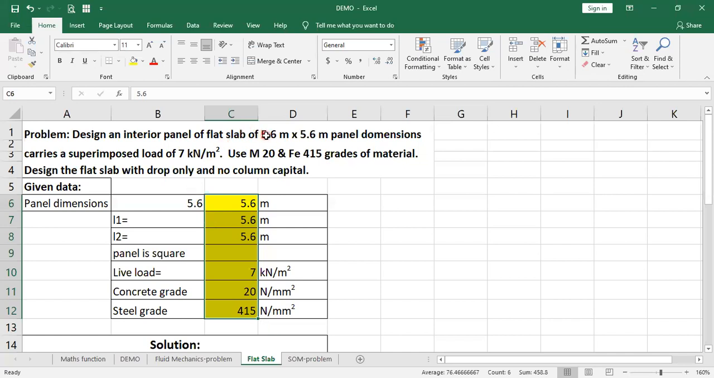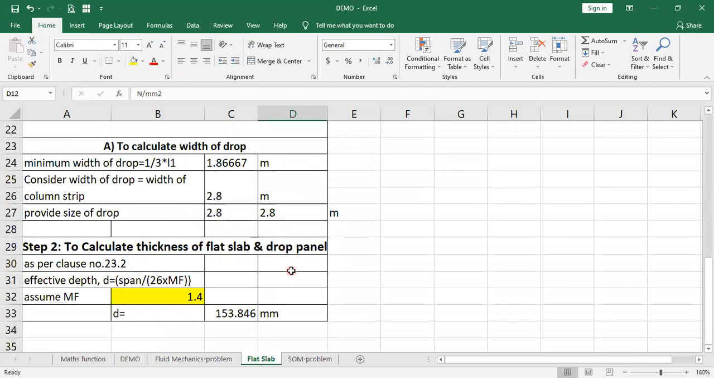Okay, what is the length one? It is 5.6. What is the unit? It is meter. So length 1 is 5.6 meter. Then length 2, yes, this is 5.6. Sometimes this may be different and that may be different, so you'll have to change accordingly. The panel is square, as mentioned there. Then live load is given as 7 kilonewton per meter square, concrete grade is given as 20 Newton per mm square, and steel grade is given as 415 Newton per mm square. Once you convert that, you will be able to solve.